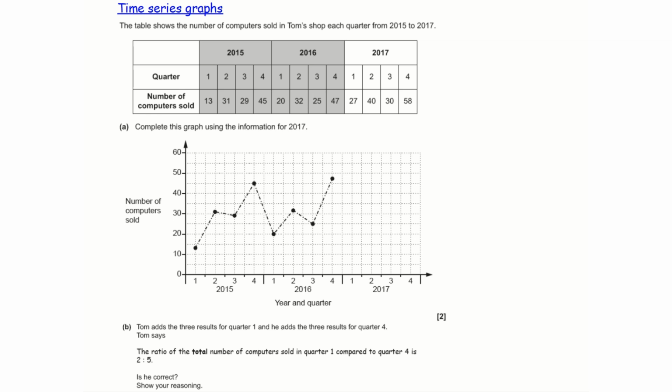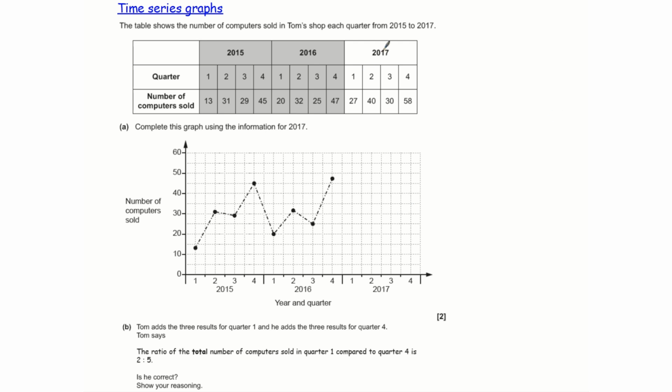So this one here tells us we've got the number of computers sold in Tom's shop for each quarter from 2015 to 2017. So you can see here you've got your quarters, so we've got 4 quarters for each year, and it tells us the year that it's linked to. What you will generally find is the first part is always greyed out, and that is because it's already been plotted for you. The part on the end is generally what we need to then plot afterwards. So just be really careful and double check what the question's asking, because quite commonly students miss the first part of the question. So part A says complete the graph using the information for 2017.